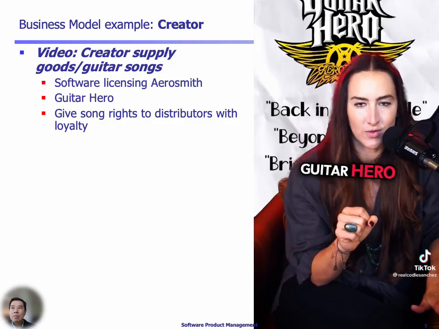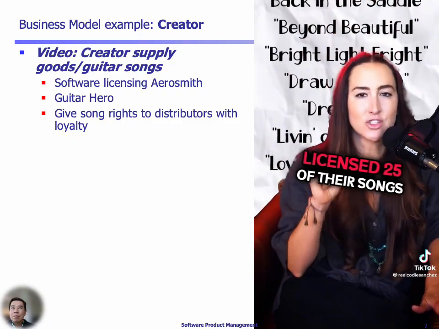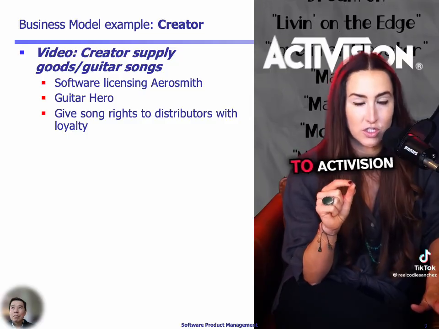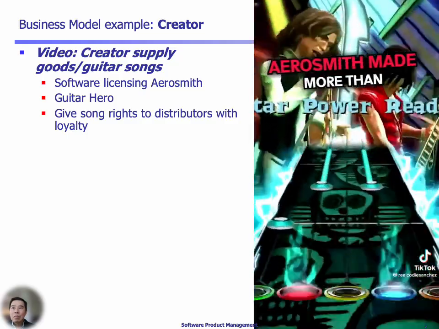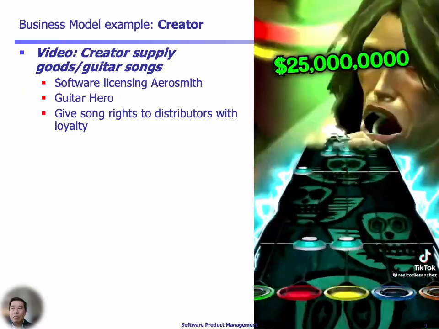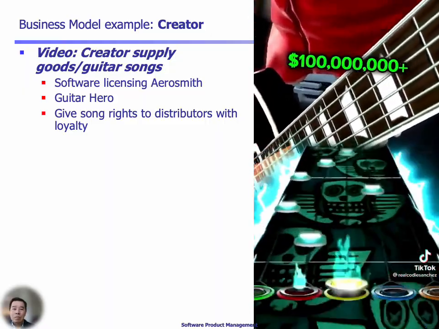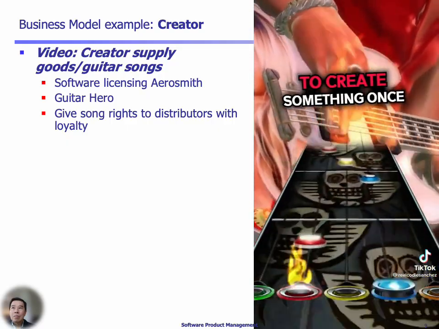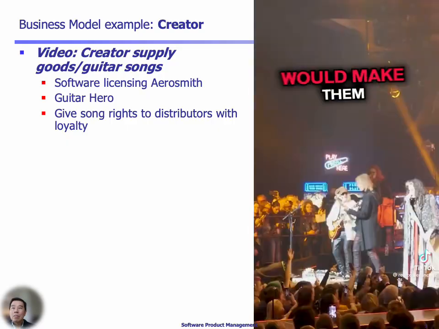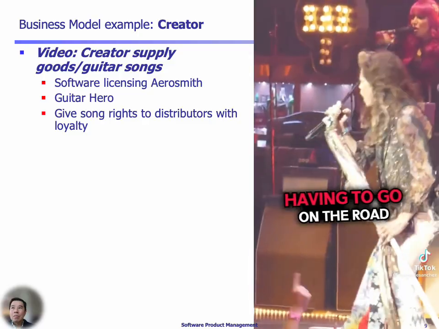The band brilliantly licensed 25 of their songs to Activision. When Guitar Hero became one of the biggest video games out there, Aerosmith made more than $25 million in the first launch. That quickly became $100 million plus. They understood that the ability for a game to create something once and sell it continuously would make them way richer than them having to go on the road and take on all the expenses.